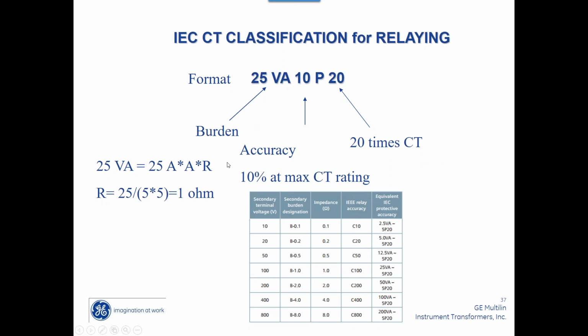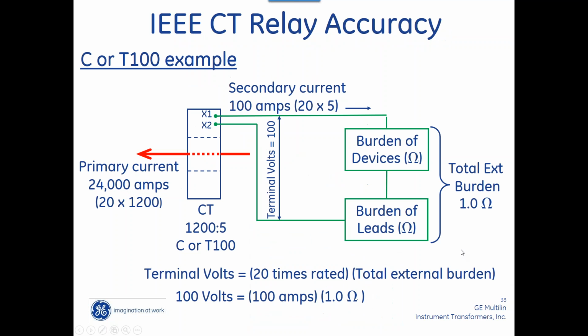Okay, so the IEC uses a little different nomenclature. They go by VA, but we know that VA is I squared R, so 25 VA is 1 ohm. Accuracy was the 10%, and then they put a P, and you'll see a P20, which is 20 times this CT's design. I've seen a lot of Europeans that are only a C10, so they are designed to handle only 10 times the overload current. Yes, Michael, calculated versus tested.